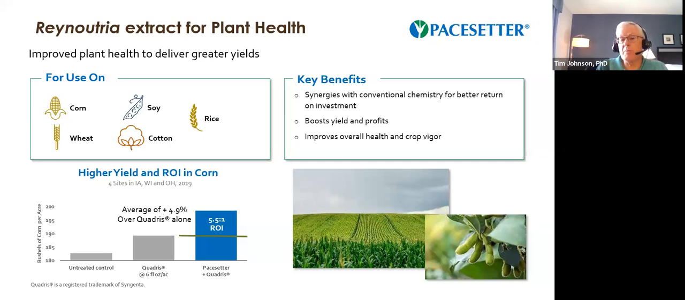And it's worth noting that when we're making these applications on these broadacre field crops, we're only making a single application. So this is not something that's being done weekly. This is usually a single application: at tassel on corn, R2, R3 on soybeans, and a single application on the wheat. So it's very user-friendly.